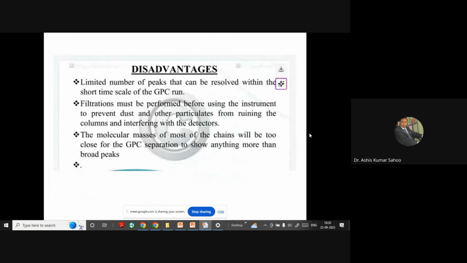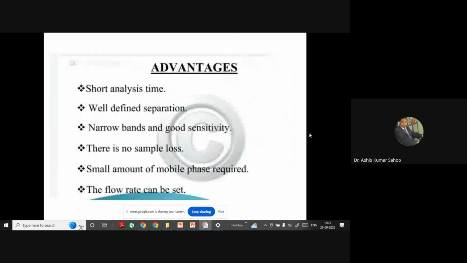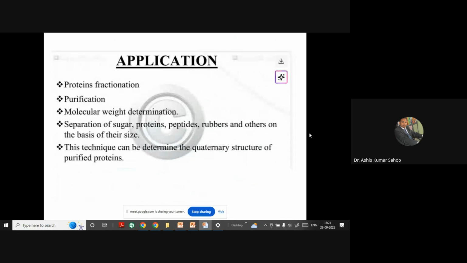So what are the disadvantages? A limited number of peaks can be resolved within the short time scale. Calibration must be performed before using the instrument to prevent errors. The molecular masses of most of the chains will be too close to be distinguished. So these are the advantages and these are the disadvantages.